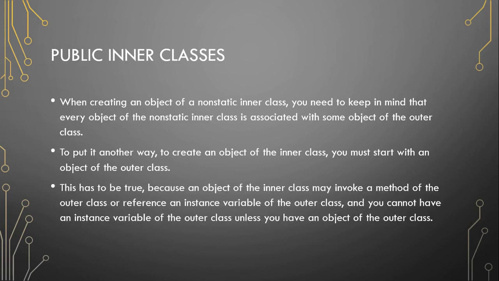So if you think about it, this has to be true because an object of the inner class may invoke a method of the outer class or reference an instance variable of the outer class, and you cannot have one instance variable of the outer class unless you have an object of the outer class.